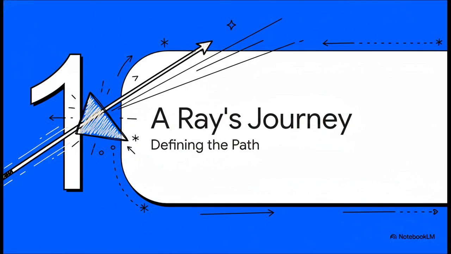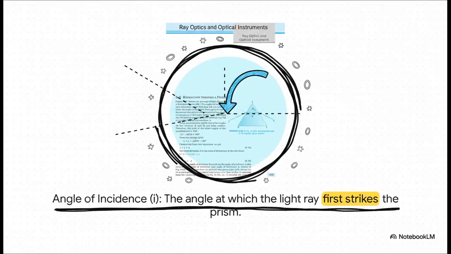And to do that, we need to get our vocabulary straight. We've got a few key angles to define that will map out its entire path from start to finish. Okay, first up, we have the angle of incidence. We're just going to call it I. You see our light right here, labeled PQ? As it comes in from the air and hits the prism, I is the angle it makes with that dotted line. Now, that dotted line is called the normal, and it's just an imaginary line that's perfectly perpendicular, at a 90-degree angle, to the prism's surface. So I is basically our entry angle.